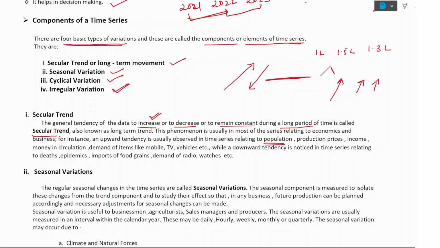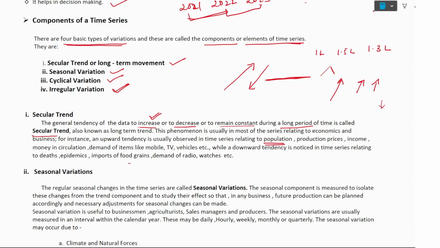Okay, the money in circulation is also increasing. Therefore the demand for things like mobiles, TVs, vehicles, etc. keeps on increasing. But at the same time, there are certain things which keep on decreasing. If you think about the radio, the sale of radio is decreasing. After mobile phones became popular, the sale of watches is also decreasing.